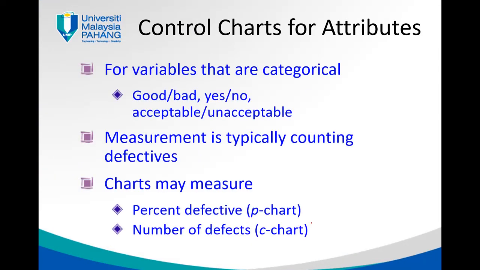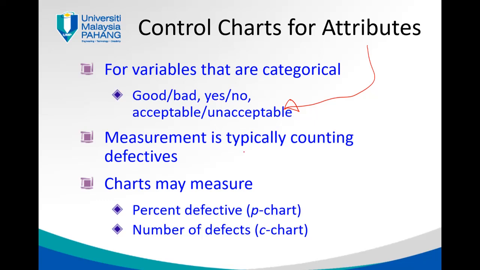Alright, so next we move to attributes control charts, control charts for data for attributes. For attributes, we already defined that this is the type of data: good, bad, yes, no, acceptable or unacceptable.